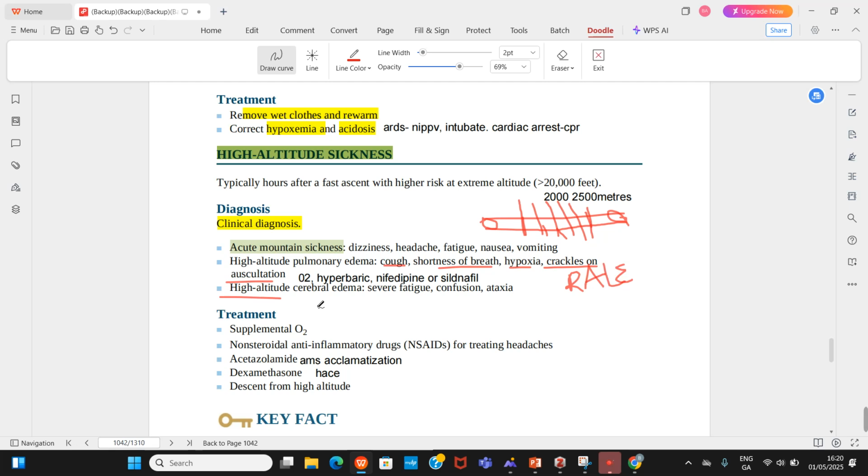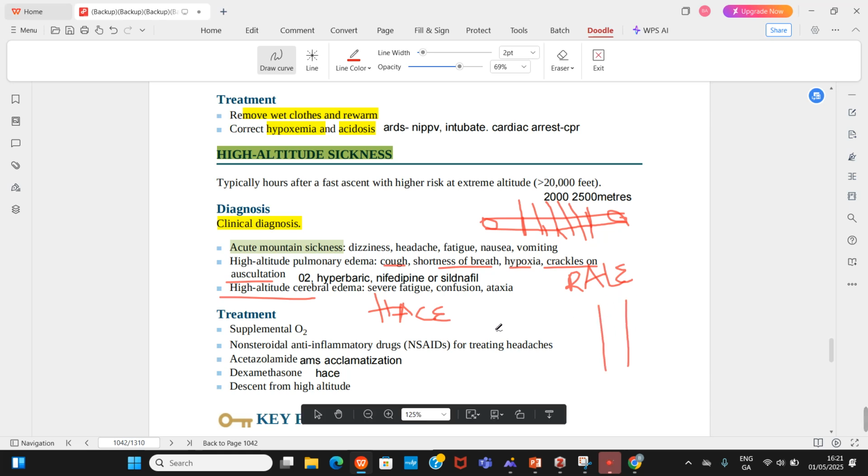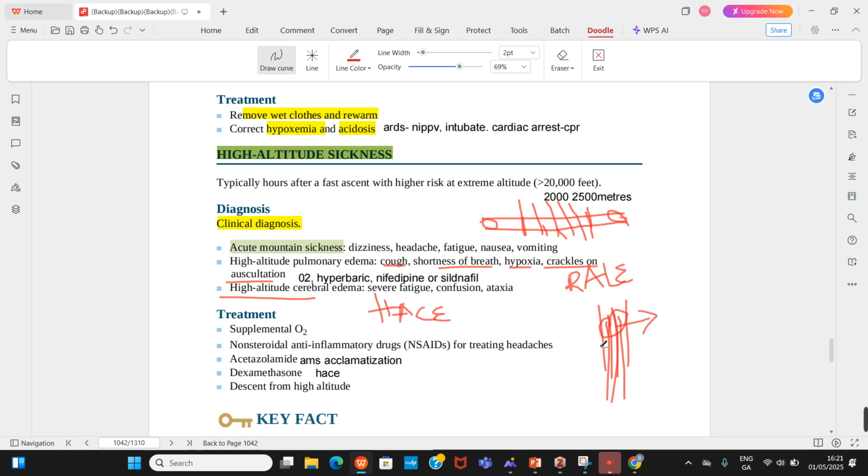Now, the third is HACE, the high altitude cerebral edema. And now, what happens here? There's hypoxia, but the cerebral vessels will never undergo vasoconstriction. They will rather vasodilate in response to that hypoxia, so that more blood can rush to the brain. But it becomes too much that it even overpowers the autoregulatory mechanism of the brain. So the blood becomes too much, and hydrostatic pressure builds up, and at the end of the day, blood is going to move into the brain tissues, causing cerebral edema.